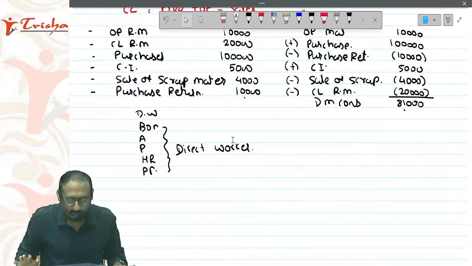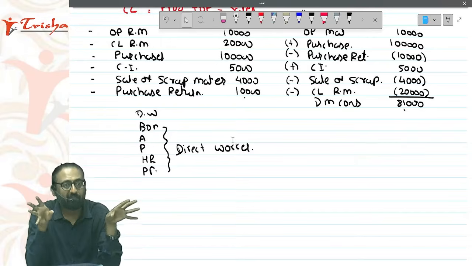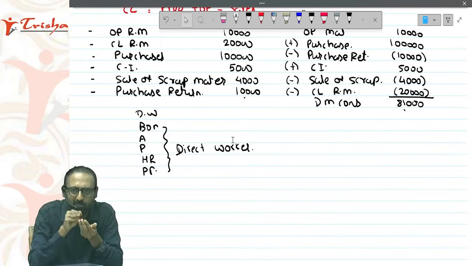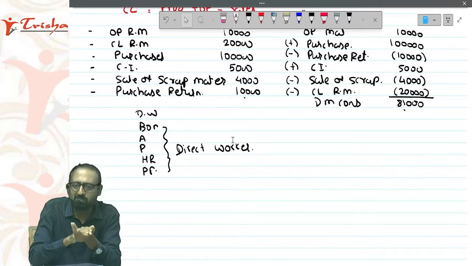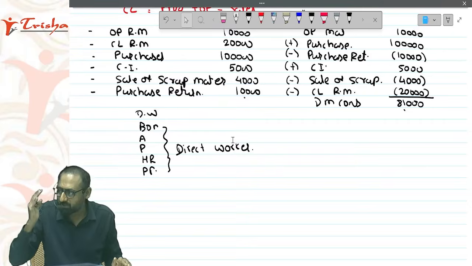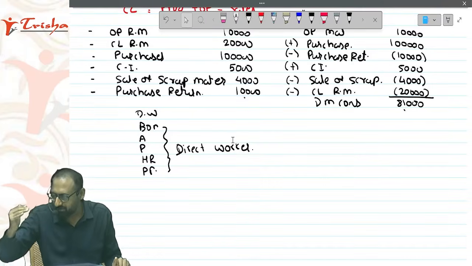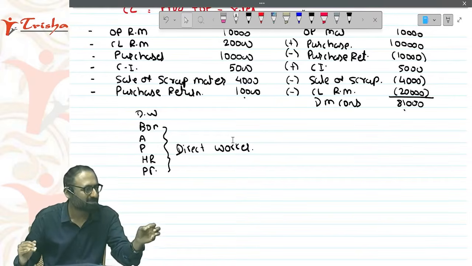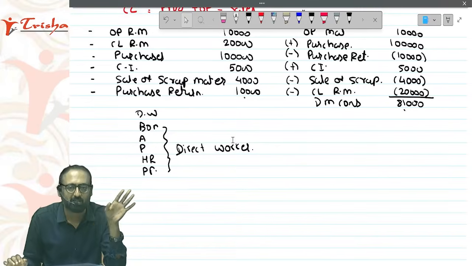Yes or no? Next one. Sir, next item is a vague item. In our module, they have given that any other expenses which are directly related with the production. If production increases, that expense increases. If production decreases, that expense decreases. If your production is 0, then that expense will be 0. It is also a direct expense.